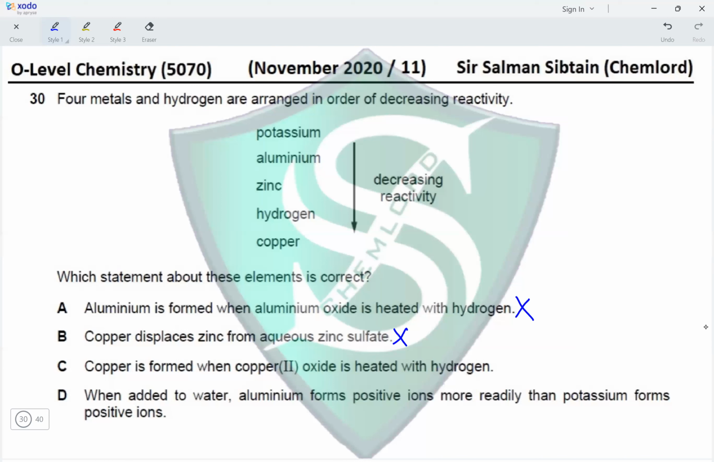undergoes reduction. The oxide ion is removed and copper oxide forms water and copper metal. So this is what happens when copper is produced. So C is correct. And D, when added to water, aluminum forms positive ions more readily than potassium forms positive ions. Okay. Potassium reacts with water, forming potassium hydroxide. Aluminum, being an amphoteric element, does not react with water. So when placed in water, nothing will happen. So this makes option C the correct option for this question.